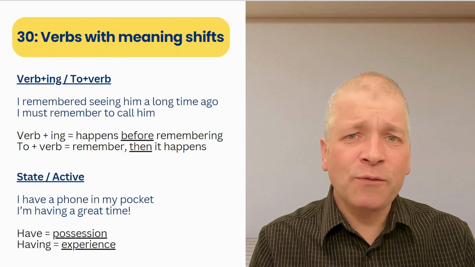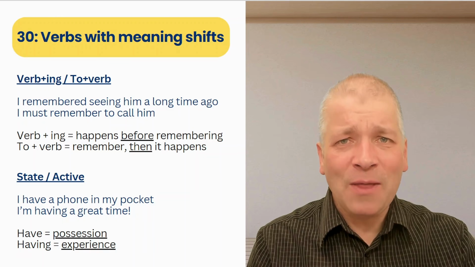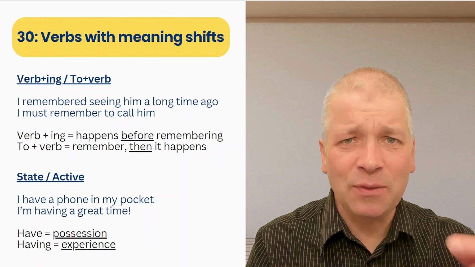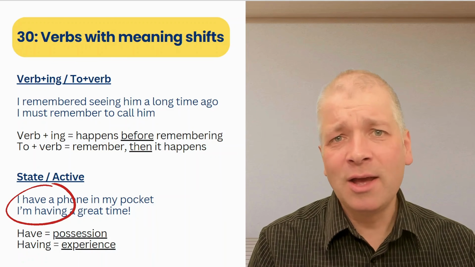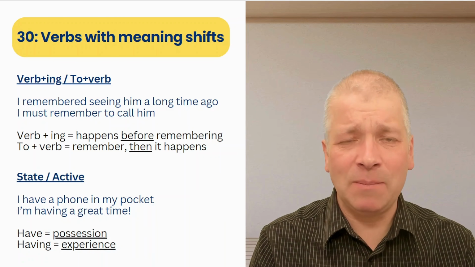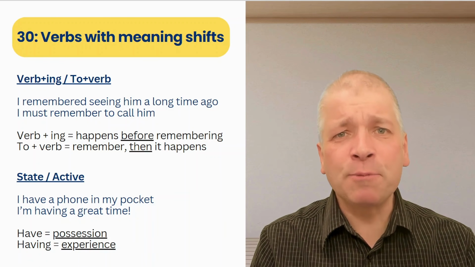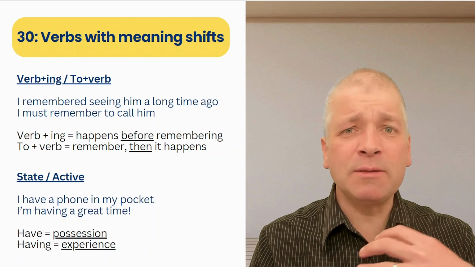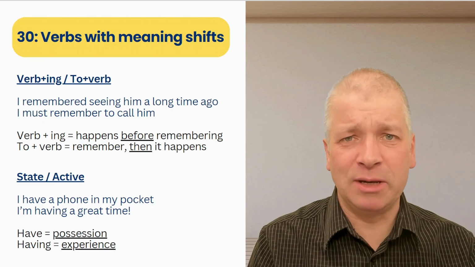Also, there are verbs that can have a state form or an active form, and that leads to a shift in the meaning there. For example, I have a phone in my pocket. I'm having a great time. Here, the state form, I have, means possession. The phone is mine. But I'm having a great time means an experience.